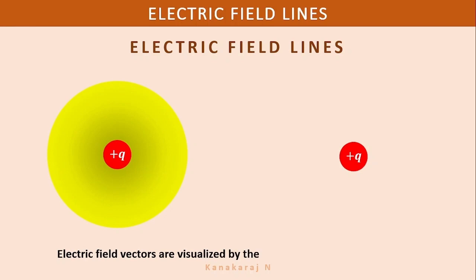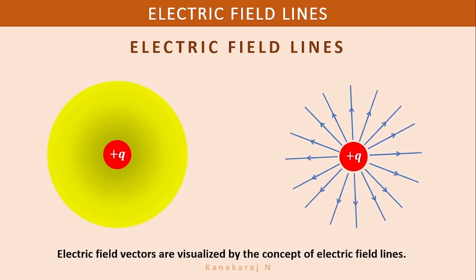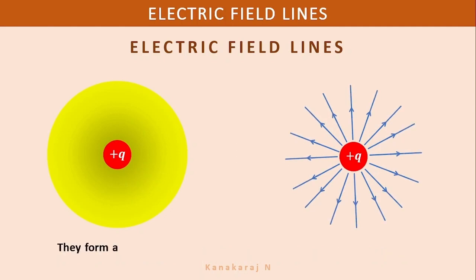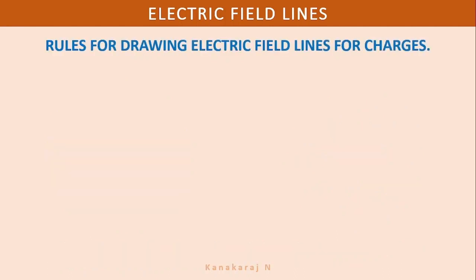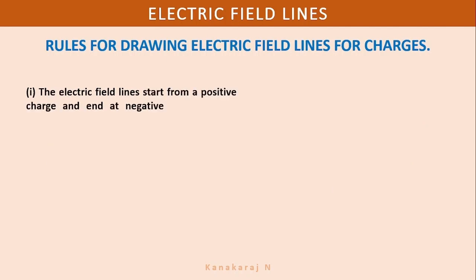Electric field vectors are visualized by the concept of electric field lines. Look here. Good. These are electric field lines. They form a set of continuous lines which are the visual representation of the electric field in some region of space. Good. Rules for drawing electric field lines for charges. The electric field line starts from a positive charge and ends at negative charges or at infinity.